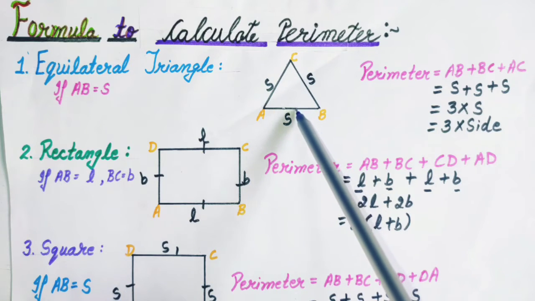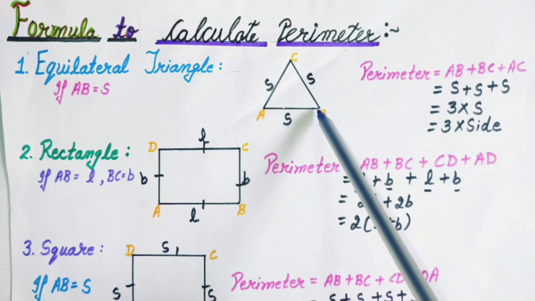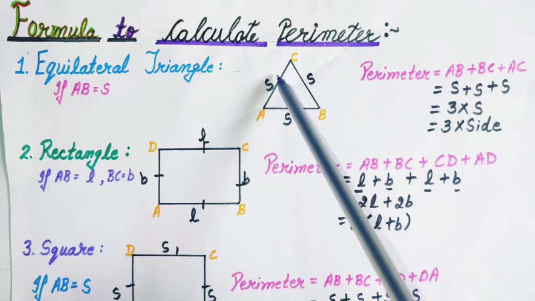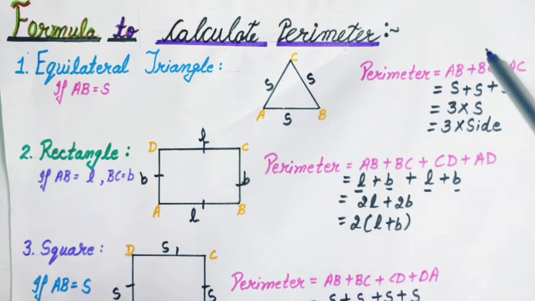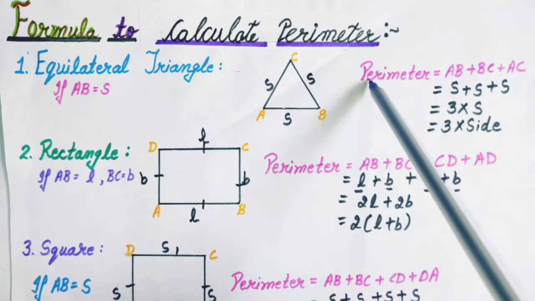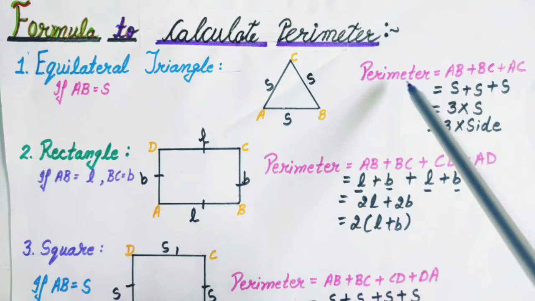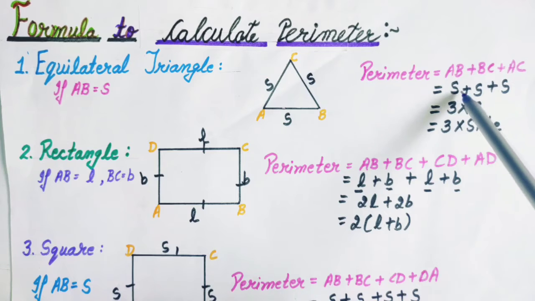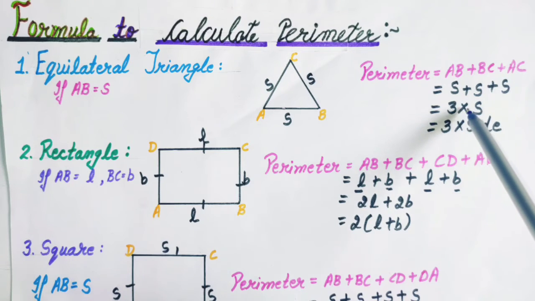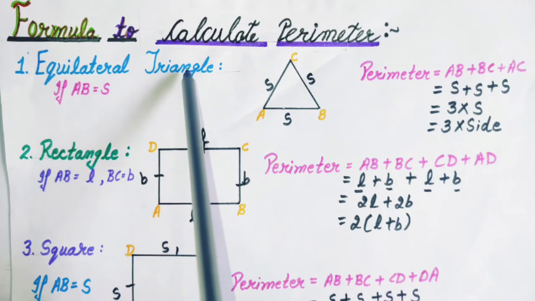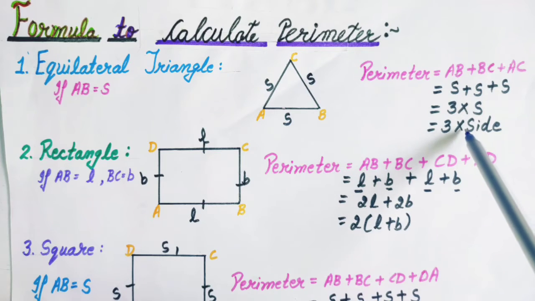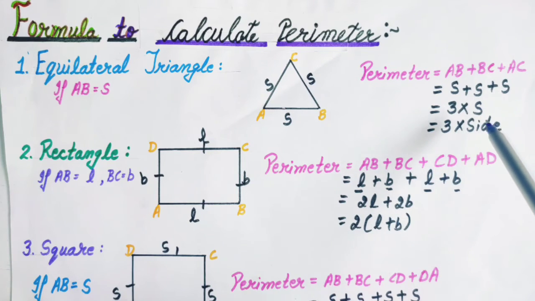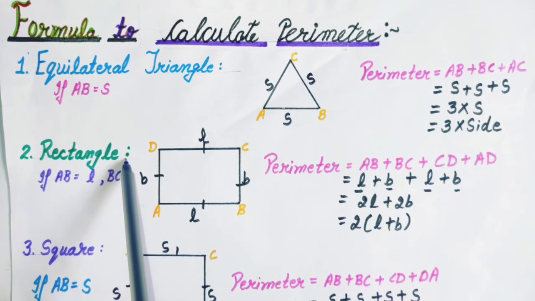Now I told you students that the perimeter of any closed figure is the sum of the lengths of all its sides. It means when we add AB plus BC plus AC, then I will come to know the perimeter of the triangle, right? So now put the values. AB as S plus S plus S. It is 3 times S, so we will write 3 multiply S. S means side. So we can say that the formula for the perimeter of an equilateral triangle is 3 multiply side. Clear? Now let's move to the second shape, that is rectangle.